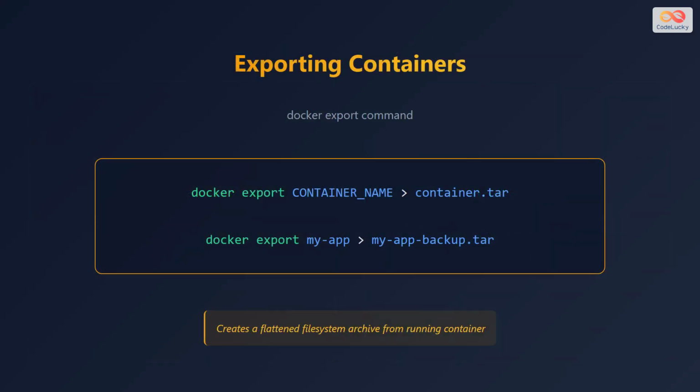The docker export command is used to export containers. To export a container, use the command docker export, followed by the container name, and redirect the output to a tar file. For example, docker export myapp > myappbackup.tar. This command creates a flattened file system archive from the specified running container.